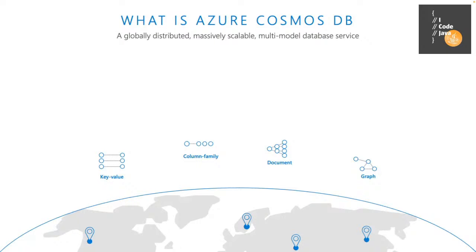These are some of the engines that Microsoft supports, but there are a number of APIs that you can use to interact with it. The first is the SQL API, and this is the native API in CosmosDB. If you're looking for the best experience in CosmosDB out of the box, this is the API that you would use.